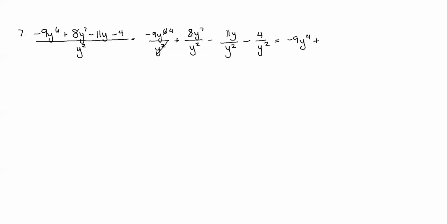Plus, the same thing with the 8 here, it's going to stay. And we can cancel out 2 y's, so we're left with y to the 5th. Minus, on this one, we can't do anything with the 11, but when we cancel the y's, we're left with 1 y on the bottom. So we're left with 11 over y. Be really careful where that y ends up.